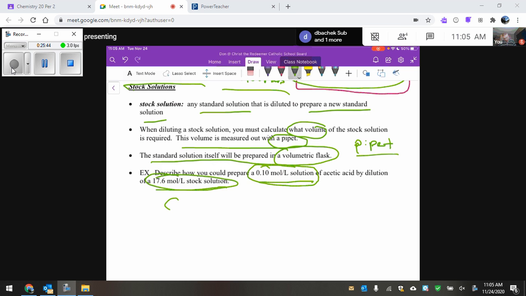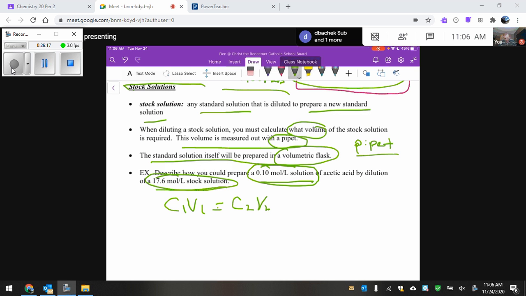So I'm going to start with C1V1 and C2V2. Remember, we have two solutions here. This is different than the last one, lesson 4. In lesson 4, I was trying to make that original solution. I weighed out a solid, put it into the volumetric flask, filled it to the calibration line, and mixed it well. Now we have a solution. It's acetic acid, and we want to make a weaker solution.